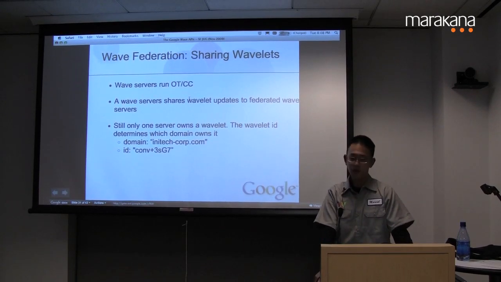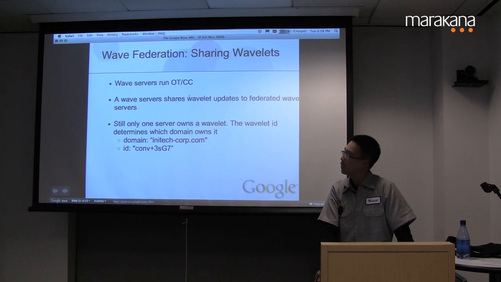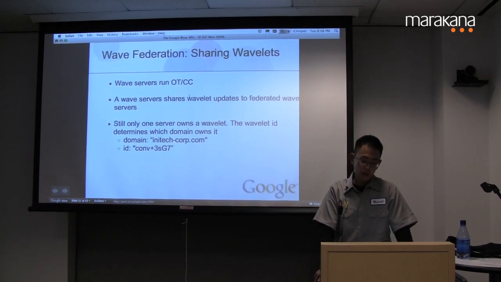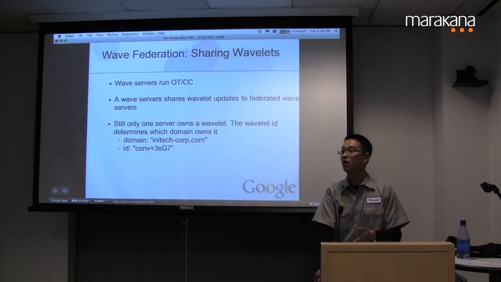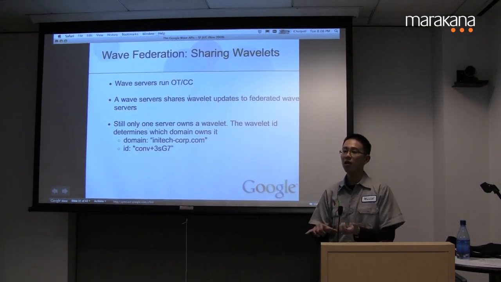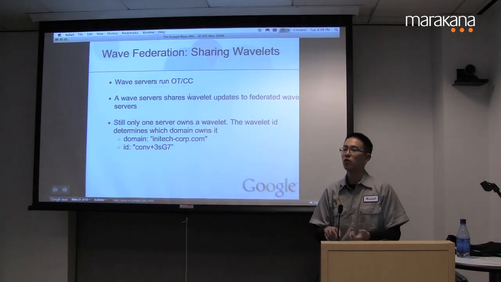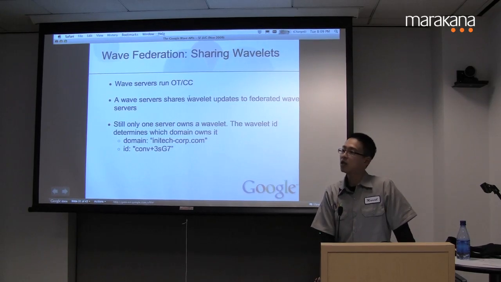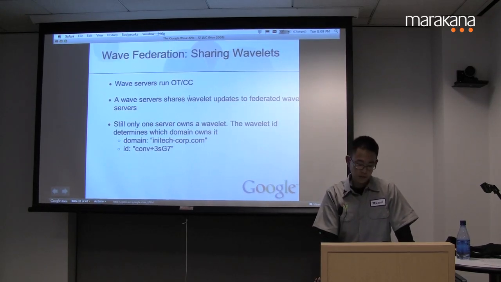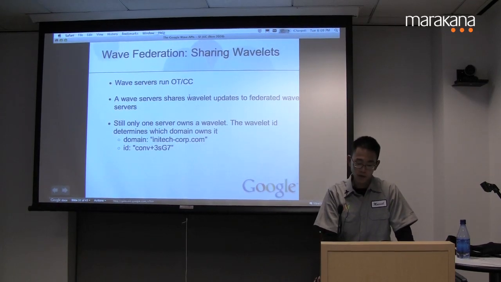And a wave server shares wavelet updates to federated wave servers. So the way we share the updates is based on the participants of that wavelet, and we check the domain, and that determines which wave server we need to broadcast this update to. In the federation model, still only one wave server owns a wavelet. So one wave server is still the canonical owner of the wavelet.